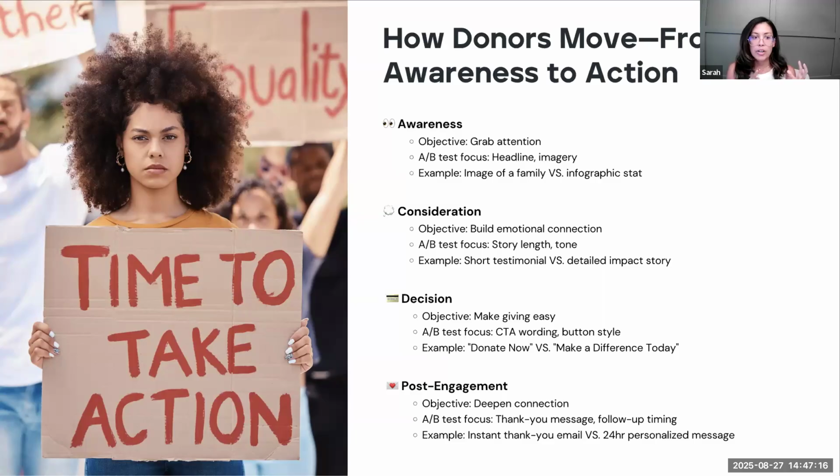It could be a brief impact story about a family that your organization has supported or helped. It could also be a bullet pointed list of what a $50 donation really can do and make an impact in your organization. So those are different kinds of ways to test throughout each of these stages. When a donor then gets to the decision stage, this is the moment that they decide to give or they decide not to give.